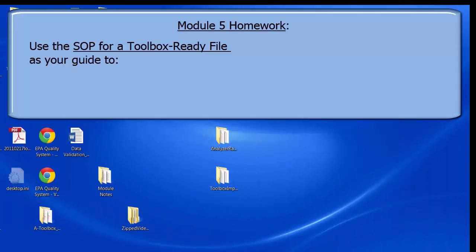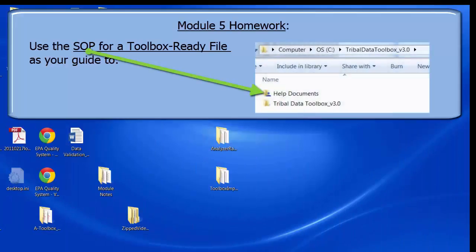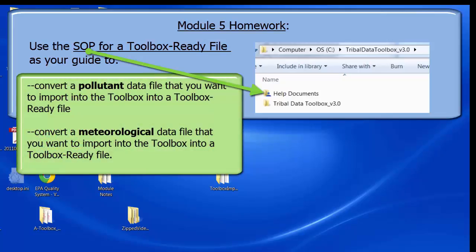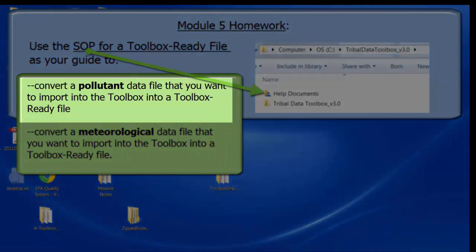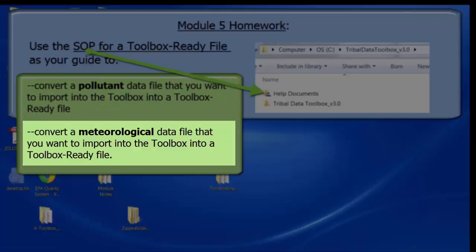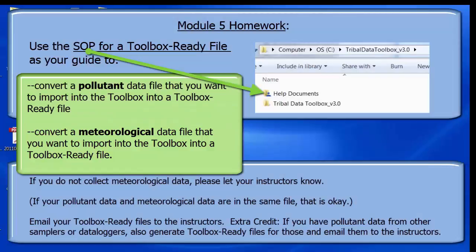The homework for this module is to use the SOP for a toolbox ready file as your guide and convert a pollutant data file that you want to import into the toolbox into a toolbox ready file. Also, convert a metadata file that you want to import into the toolbox. If you don't collect metadata, please let your instructors know that. And if your pollutant data and your metadata are in the same file, that's fine. And then you email your toolbox ready files to the instructors.